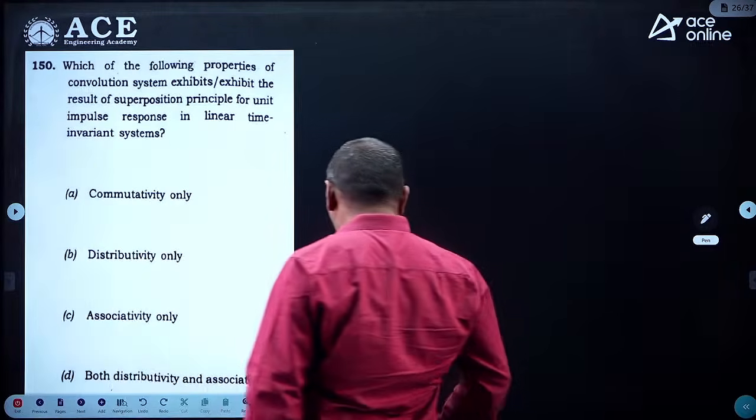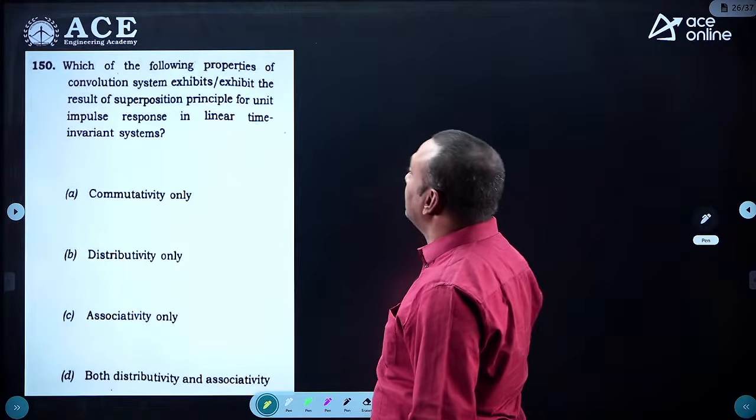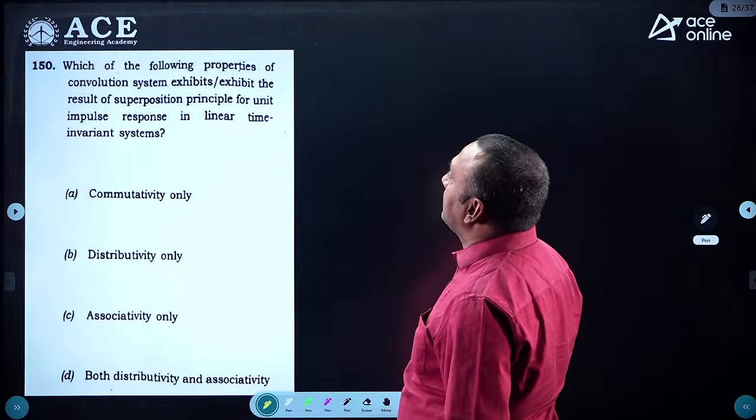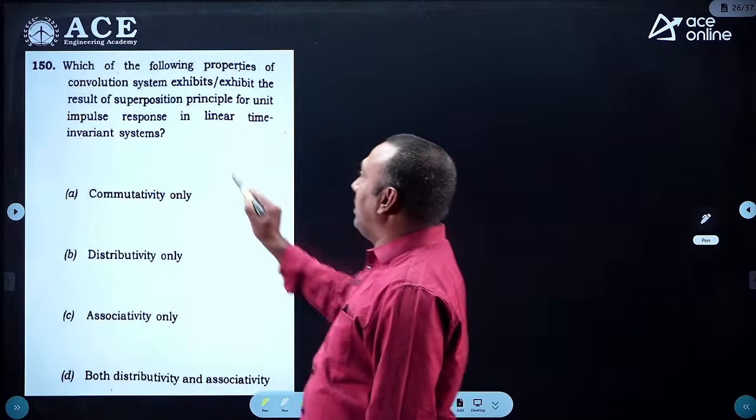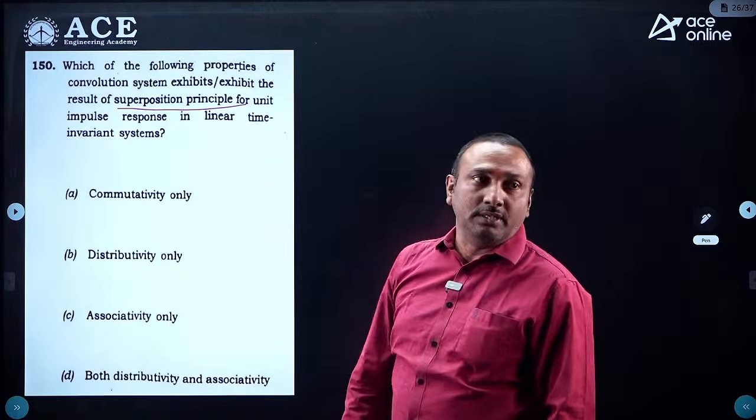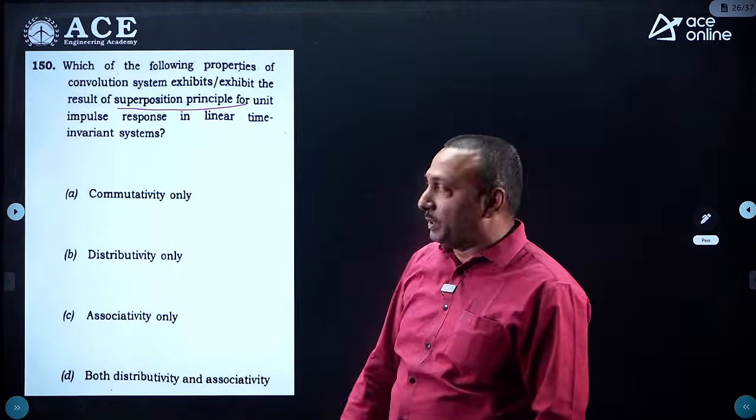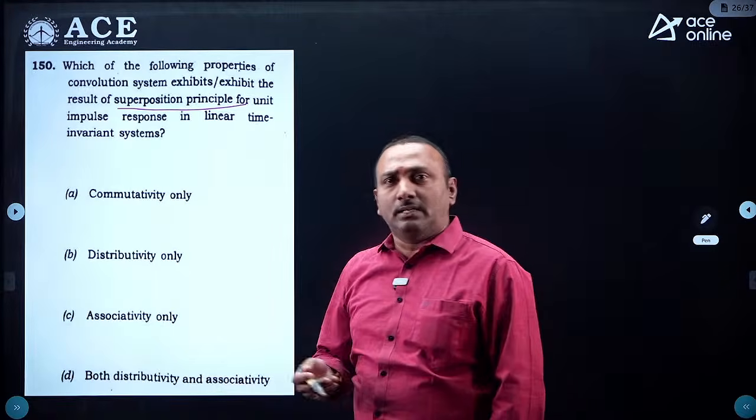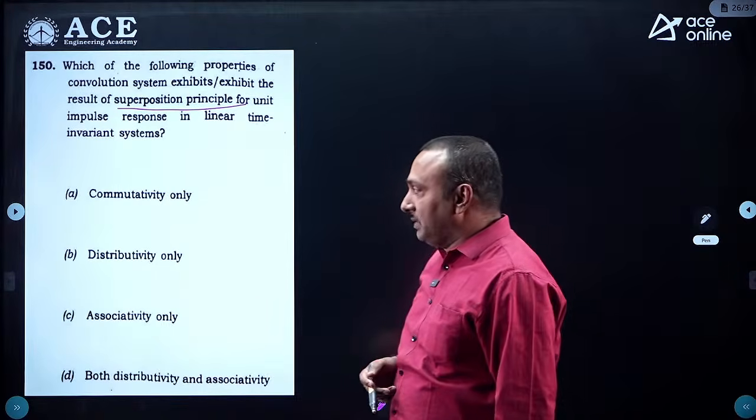Which of the following properties of convolution exhibits the result of superposition principle? He wants to do simple addition, superposition. He wants to highlight superposition. Commutative is like x(t) convolved h(t) is h(t) convolved x(t).